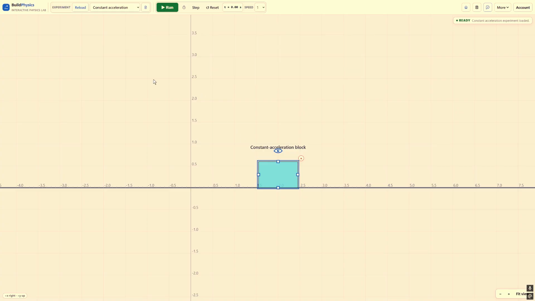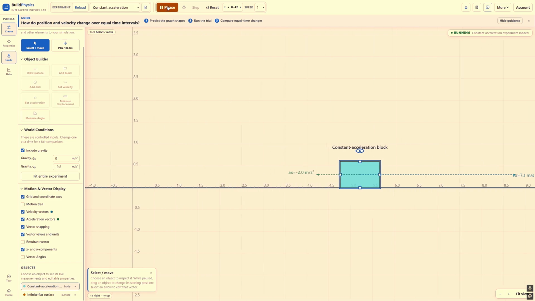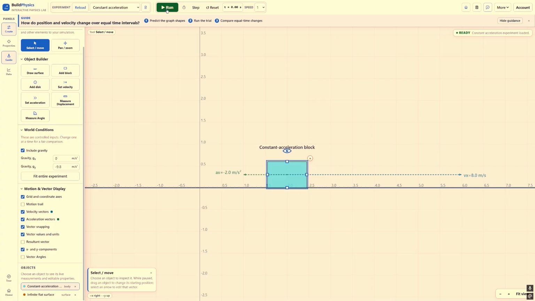Well, let's find out. If I turn on our vectors here, we can see that we have a negative acceleration of -2 meters per second squared with a velocity of positive 8 meters per second. So let's see what happens. We can see it started out moving fast and in fact slowed down. Now, before you say I was right or I was wrong, let's try something a little different here.